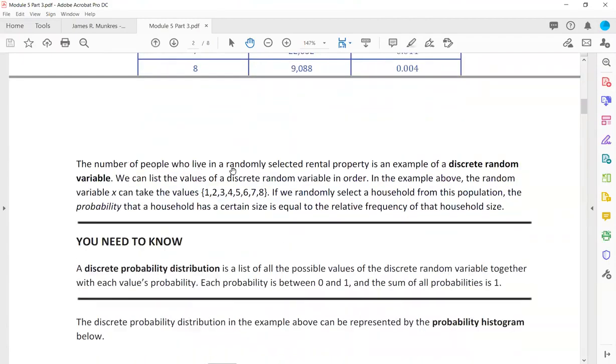The number of people who live in a randomly selected rental property is an example of a discrete random variable. We can list the values of a discrete random variable in order. In the example above, the random variable x can take the values 1, 2, 3, 4, 5, 6, 7, and 8. If we randomly select a household from this population, the probability that a household has a certain size is equal to the relative frequency of that household size.